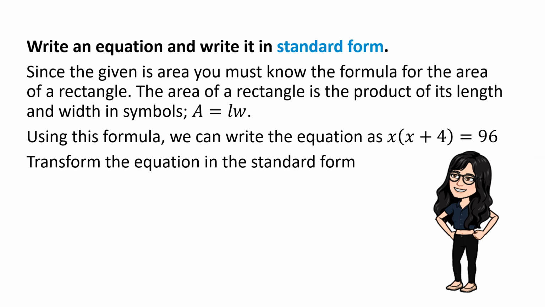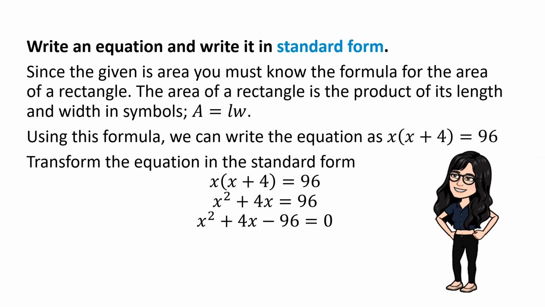Transform the equation in standard form. So we have x times quantity x plus 4 equals 96. That will become x squared plus 4x equals 96. And writing it in the standard form, we have x squared plus 4x minus 96 equals 0.